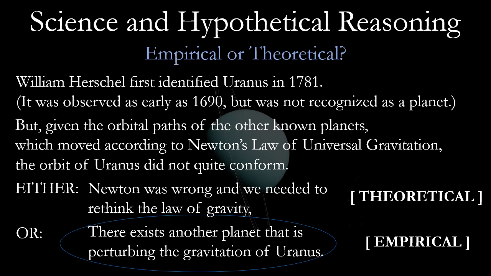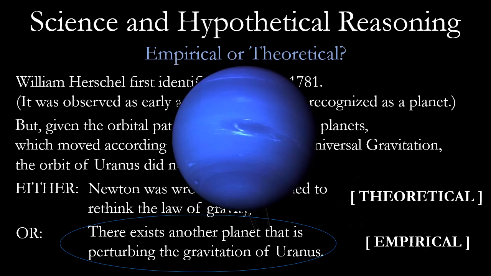Okay. Well, what do we find? Sure enough, it turns out that there existed another planet that was perturbing the gravitation of Uranus, and that was Neptune. Neptune was discovered shortly afterwards. And again, this is another case where Neptune had been observed and realized before, but had never really been recognized as another planet. So finally, Neptune was discovered, and that did explain why the orbital path of Uranus was off. So everybody's relieved. We can keep the general theoretical understanding of Newton's law of universal gravitation, and that led to the discovery of another planet.